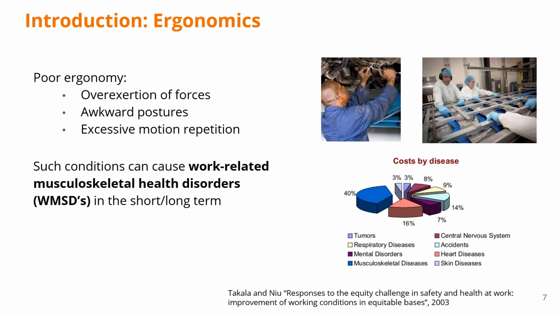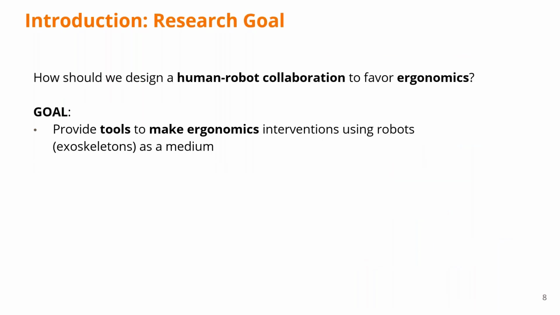So during my thesis work, the main goal was to improve on human-robot collaboration to specifically improve ergonomic conditions. In sum, the question here is, how should we design a human-robot collaboration to favor ergonomics? And then the overall goal becomes to provide tools to make ergonomics interventions using robots, including exoskeletons, as a medium for that.